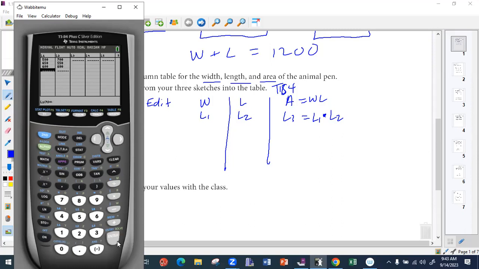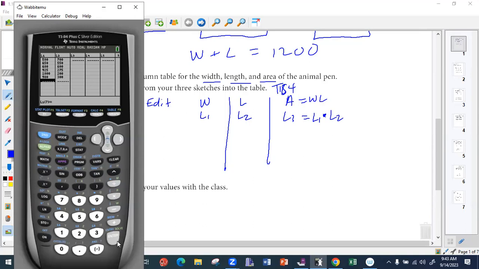What was yours? 925 by what? 275. Okay, some more? What are other dimensions you guys had? We had 1000 and a 200. Okay, other ones. Another. I got 600 by 600. What were the other things you wrote down on your paper? 900 by 300. Okay, we have a 900 by 300.